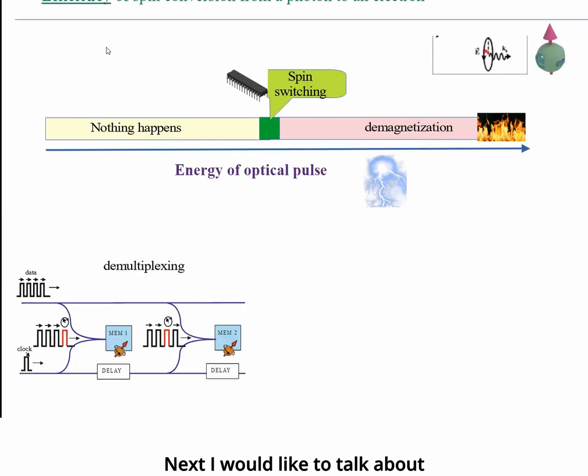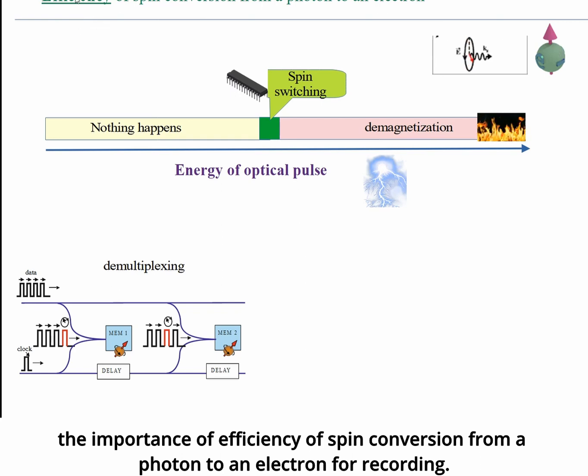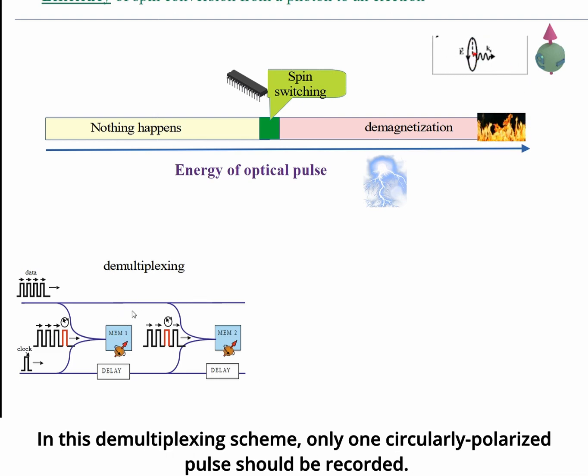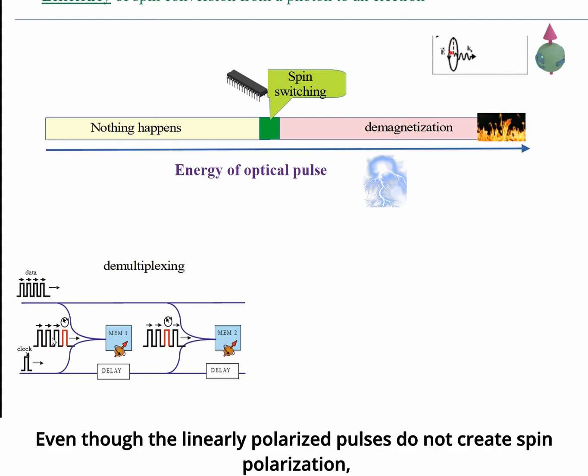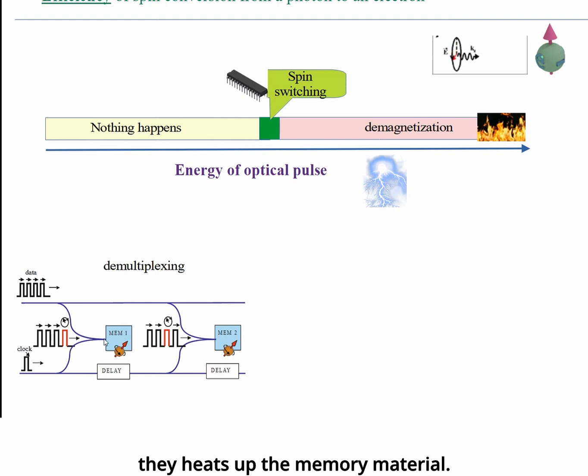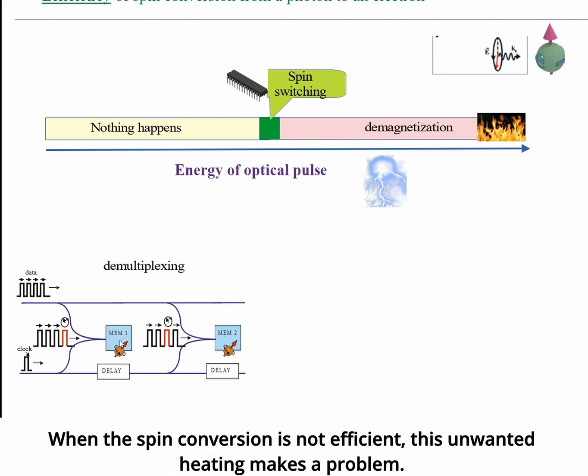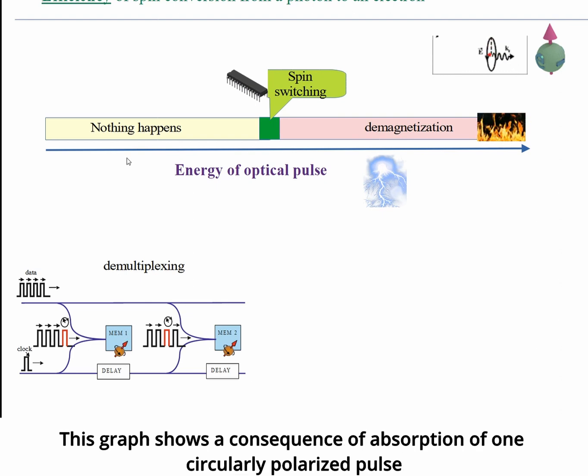Next, I would like to talk about the importance of the efficiency of spin conversion from a photon to an electron for recording. In this demultiplexing scheme, only one circularly polarized pulse should be recorded. Other data pulses should not influence the recording. Even so, the linearly polarized pulses do not create the spin polarization. They heat up the memory material. When the spin conversion is not efficient, this unwanted heating makes a problem.